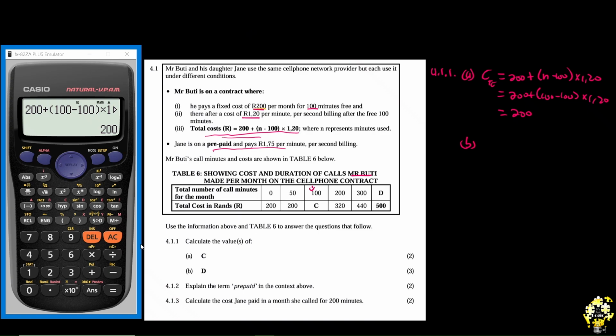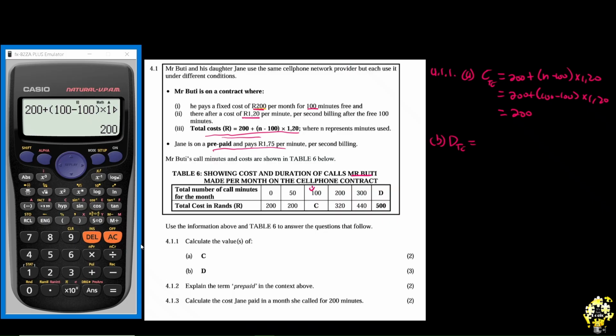And then for B, we have to calculate the value of D. What's the value of D? The value of D is the number of minutes that he would have used in order for him to have to pay 500. This is where the calculations come in. This is why I was telling you, if you haven't, go and watch how to transpose, how to change the subject of the formula, so that you can understand what I will be doing here. Because if you haven't, what I'll be doing here might be some strange voodoo mathematics, and you'll be like, what?